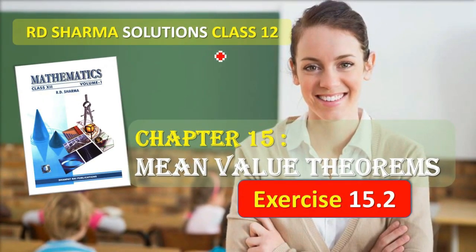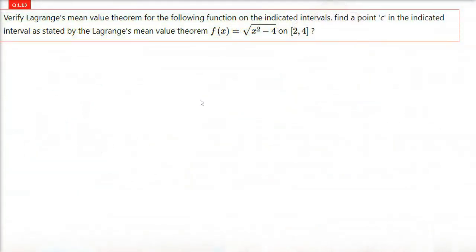This is R.D. Sharma solution, class 12, chapter 15, mean value theorem. Exercise 15.2. Now this question, we have already done a question like this, just the previous few questions we have encountered. It was under root 25 minus x square, if you remember. So we'll attempt this one also, because if this kind of question comes, then you'll be able to do it.